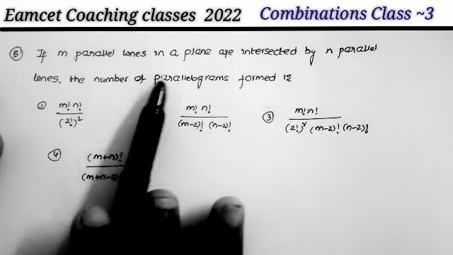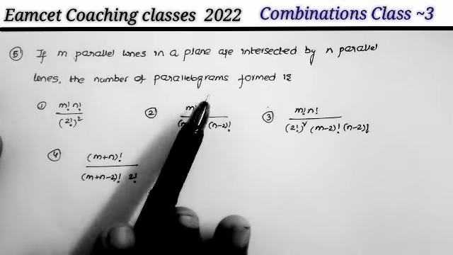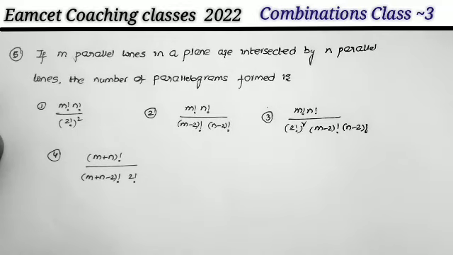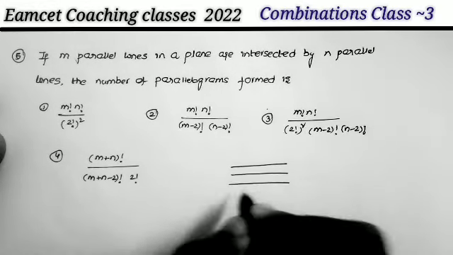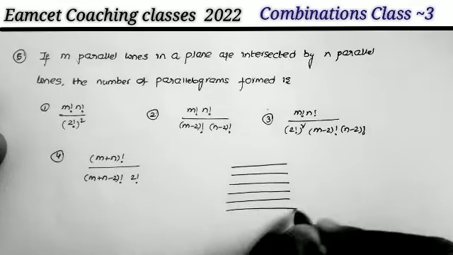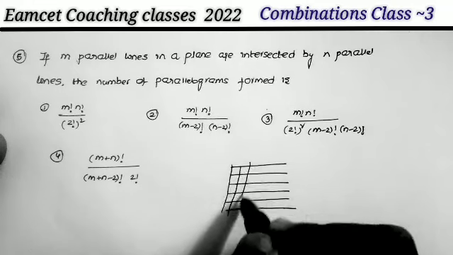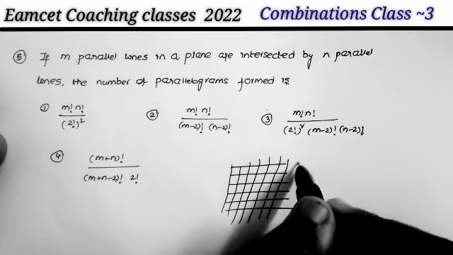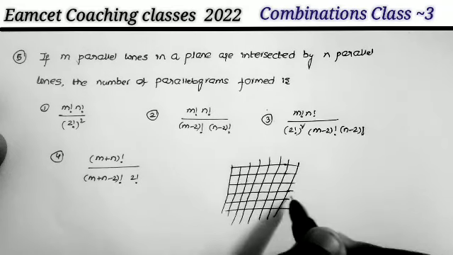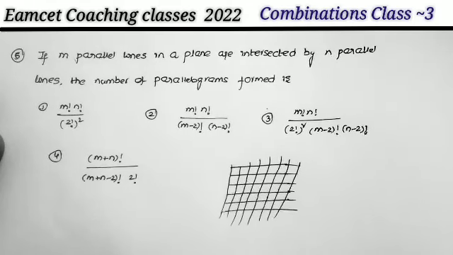If m parallel lines in a plane are intersected by n parallel lines, then the number of parallelograms formed is equal to. So here 2 sets of parallel lines are given. m parallel lines in a plane. These are the m parallel lines. So first I am taking here m parallel lines, and these are intersected by the n parallel lines. These are the second set of parallel lines. These are the n parallel lines. So this is the condition. m parallel lines are intersected by n parallel lines. Okay, then the number of parallelograms formed is equal to.